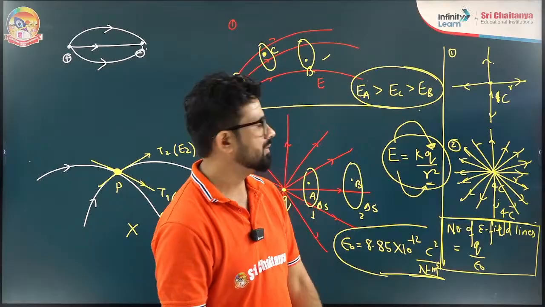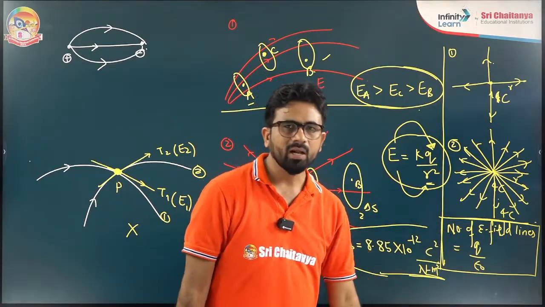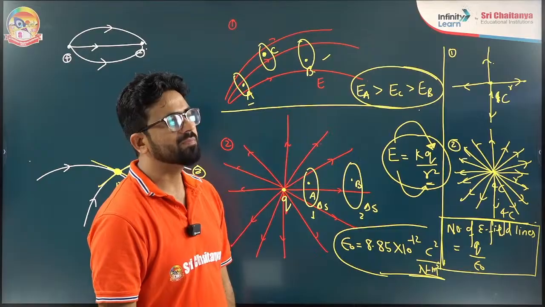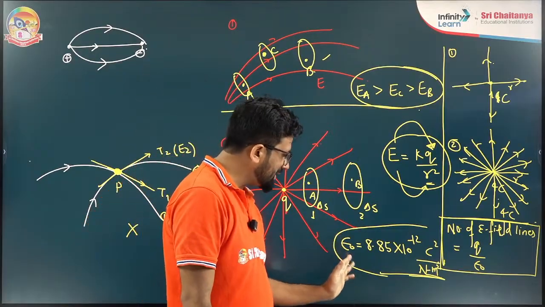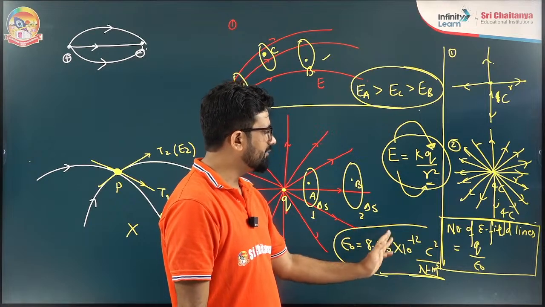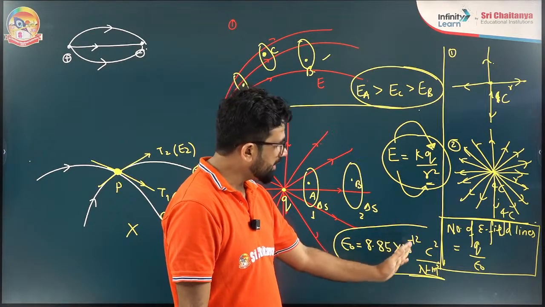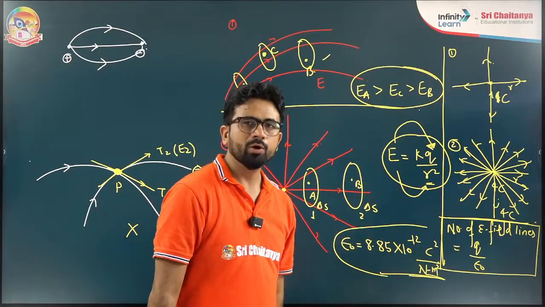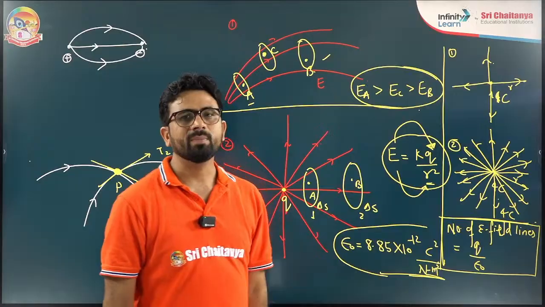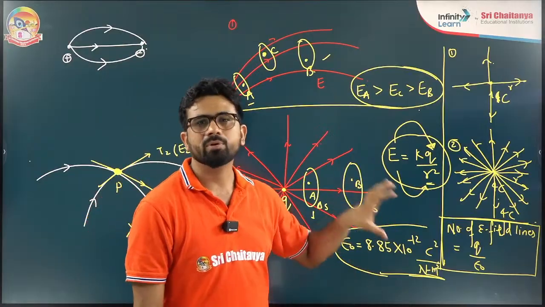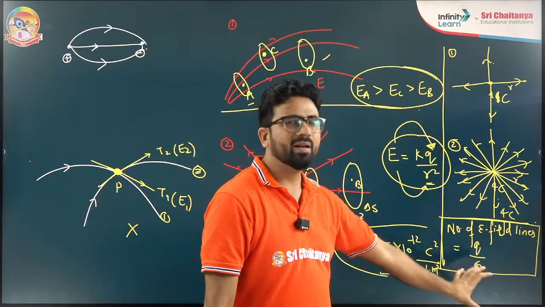Q by epsilon naught. Q is the charge, epsilon naught is the permittivity of free space. When we write the epsilon naught value, it is 8.85 into 10 to the power minus 12 Coulomb square upon Newton meter square. That we call epsilon naught. So using this term we can get it.